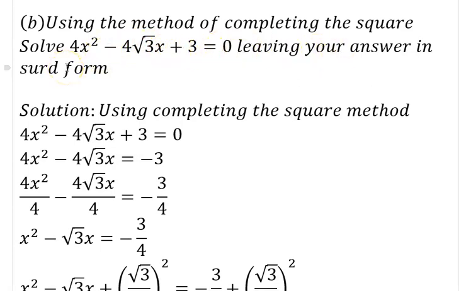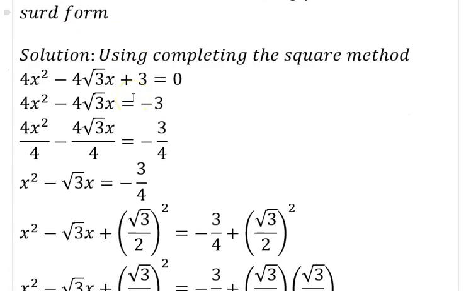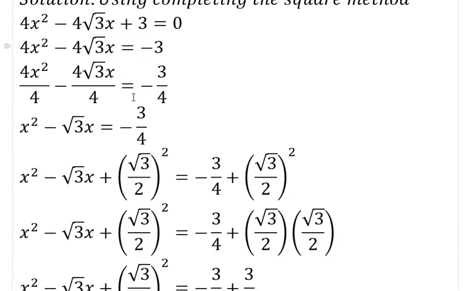In surd form. If you have not seen our video on the completing the square method, kindly check this YouTube channel. It is there, very easy and self-explanatory. So let's quickly use the method to solve, but this time around, we are asked to put our answer in surd form.